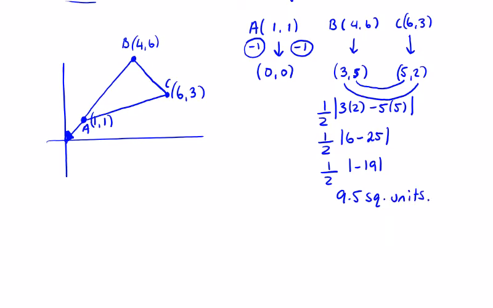Let's do this as well, but just moving one of the other points to 0, 0 to see that we get the same answer. Now you'll always move the one that's closest or easiest, but let's move B, 4, 6, to 0, 0.